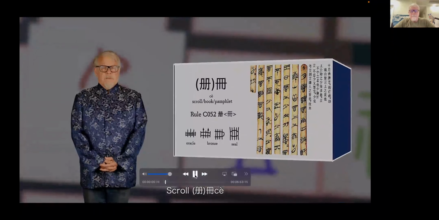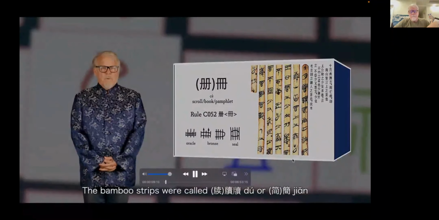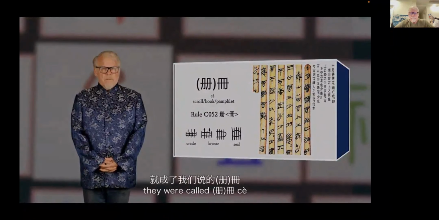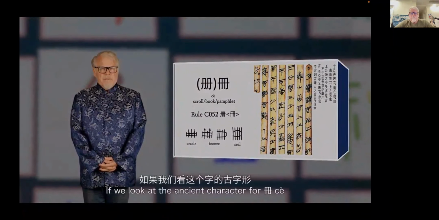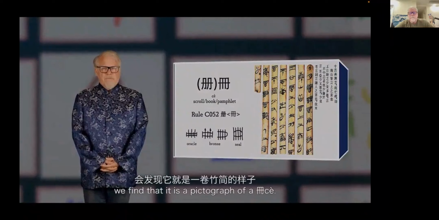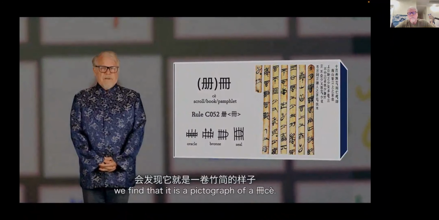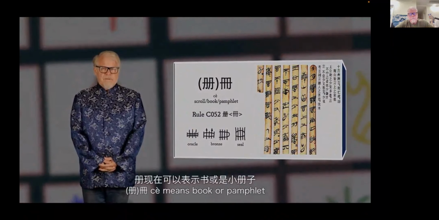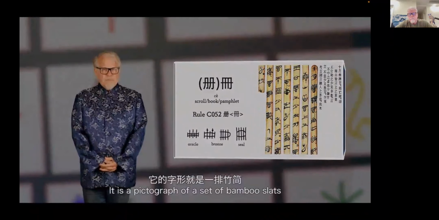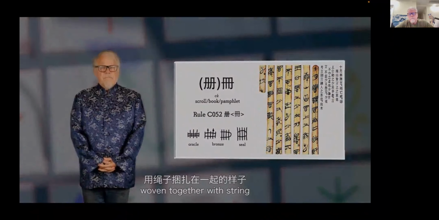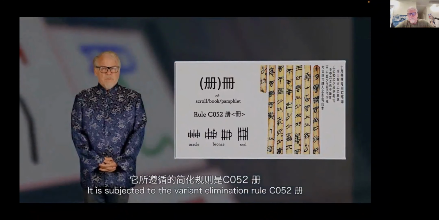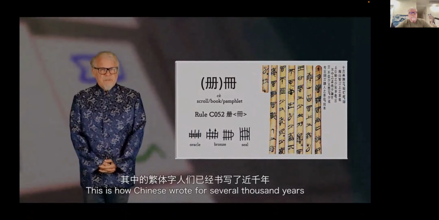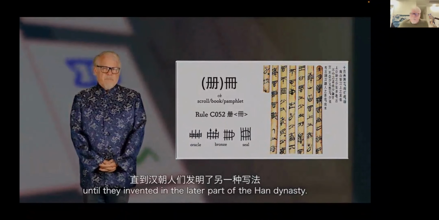Scroll, ce. The bamboo strips were called du or jian. If many of them were woven together into a scroll, they were called ce. If we look at the ancient character for ce, we find that it is a pictograph of a ce. Ce means book or pamphlet. It is a pictograph of a set of bamboo slats woven together with string. It is subject to variant elimination rule C052. This is how Chinese wrote for several thousand years until they invented paper in the latter part of the Han Dynasty.